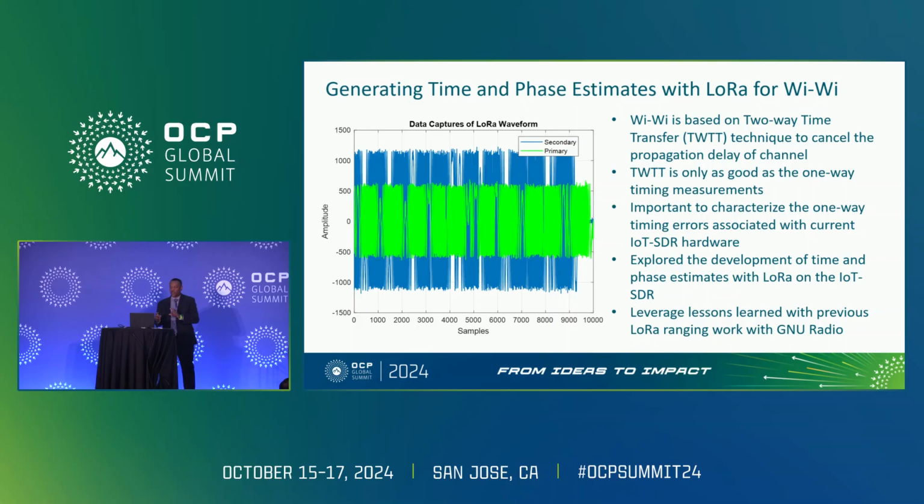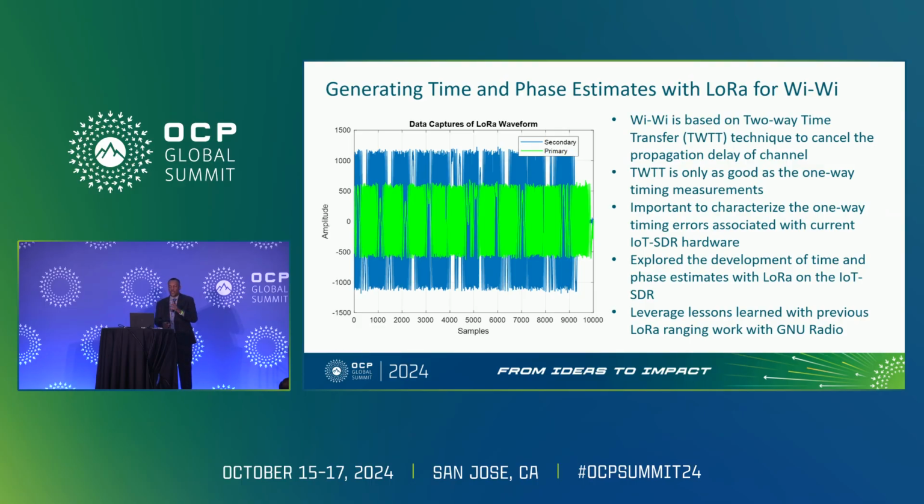In terms of time transfer, first of all, Wi-Fi is based on the two-way time transfer technique, and it's able to cancel propagation delay associated with the channel. With that, you can get high precision measurements. One of the key things is, how do you do that when you talk about other signals, narrow-bandwidth signals, especially when you're talking about IoT?